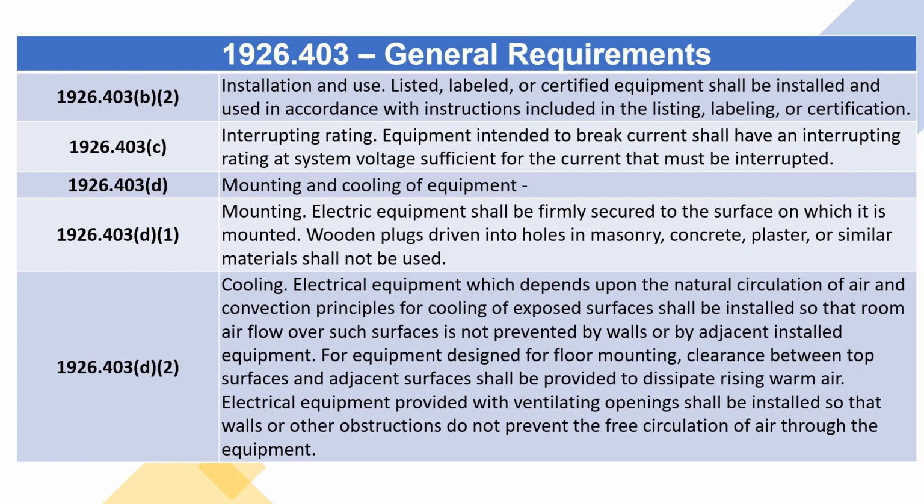1926.403(B)(2), Installation and use. Listed, labeled, or certified equipment shall be installed and used in accordance with instructions included in the listing, labeling, or certification. 1926.403(C), Interrupting rating. Equipment intended to break current shall have an interrupting rating at system voltage sufficient for the current that must be interrupted.